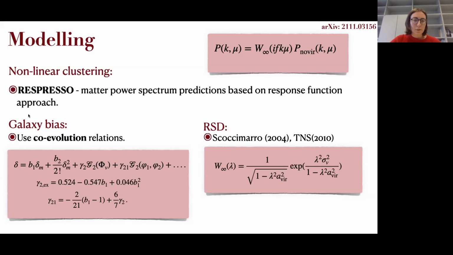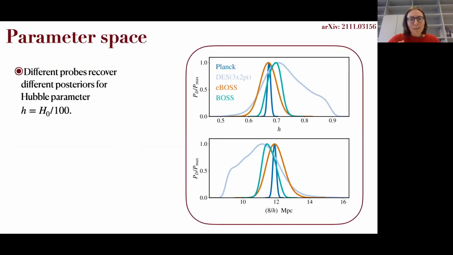Here, these coevolution relations are an update for both the BOSS and eBOSS analyses. And I forgot to mention that this Respresso approach was the same one used for the eBOSS fiducial analysis. However, for BOSS, this is an update. Right. So that's enough about modeling.